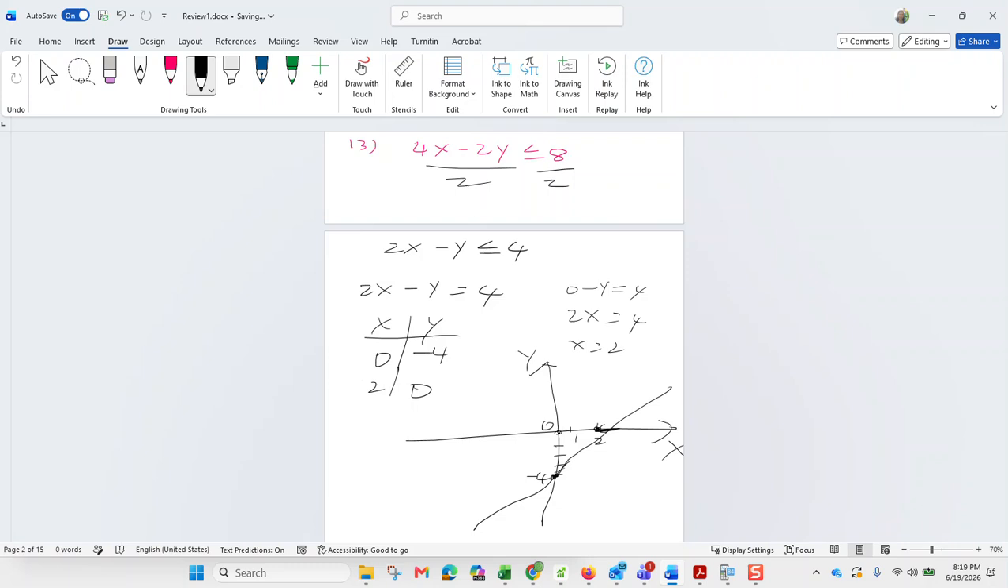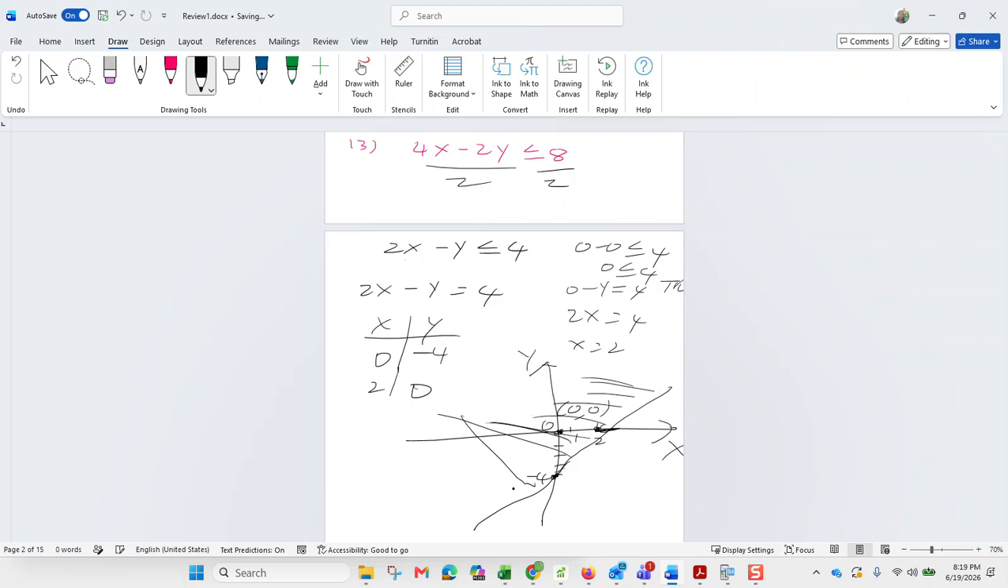Since the graph does not pass through (0, 0), I can still use this point. You can use any point in here, but the reason I use this point is because it's easy to calculate, right? When x equals 0, everything times 0 is still 0. So 4 times 0, or 2 times 0, less than or equal to 4, right? And the answer is 0 less than or equal to 4. Actually, that's true. So this is true, that means this side is the solution.